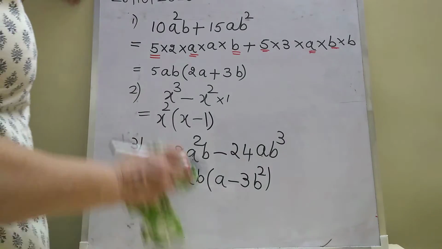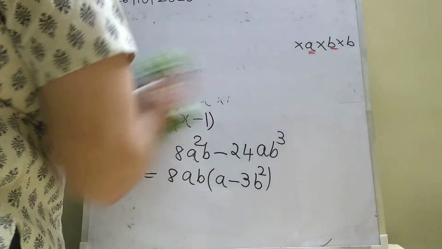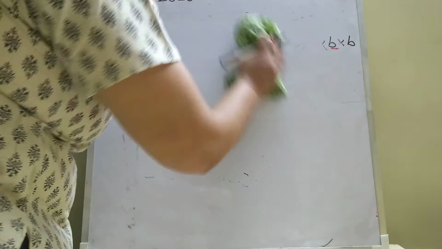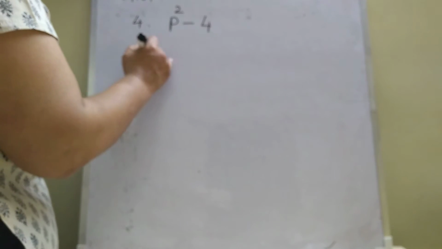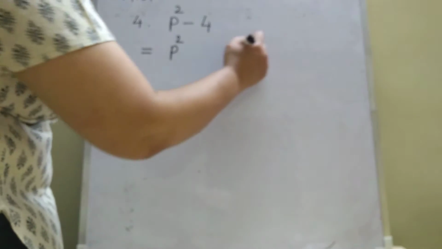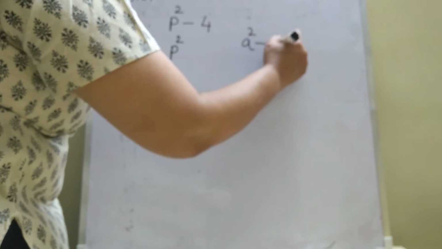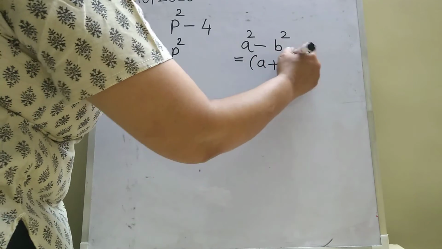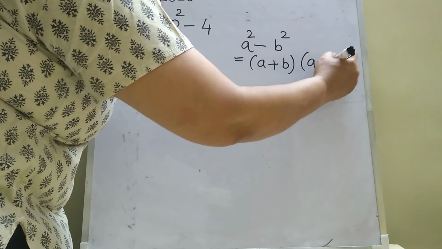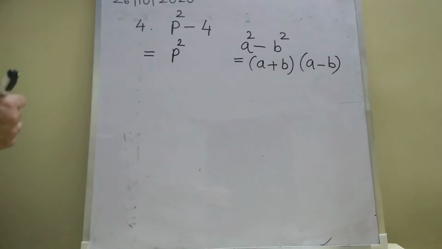This is the factorization of the binomial. Now sometimes you get trinomials also. Then sometimes you get an expression like this also, that is p square minus 4. This is an identity. Here you can't take anything common outside, but this is an identity. What is this identity? a square minus b square has the factors a plus b and a minus b. All these examples we have done in the 7th standard.